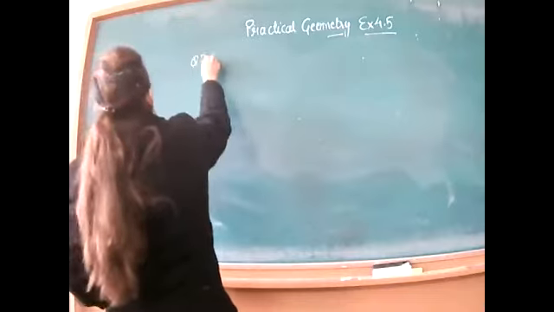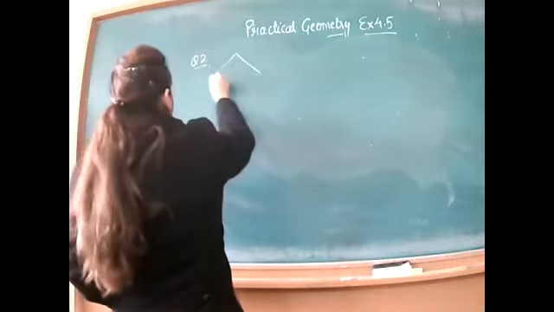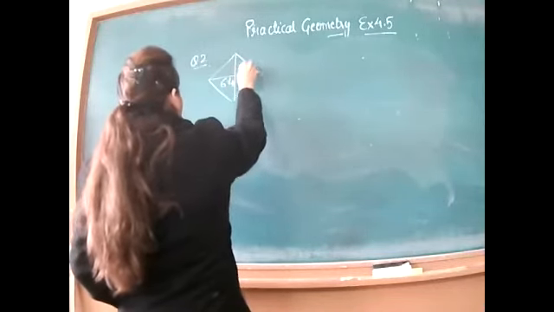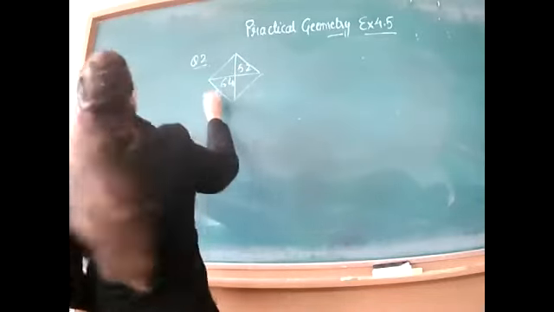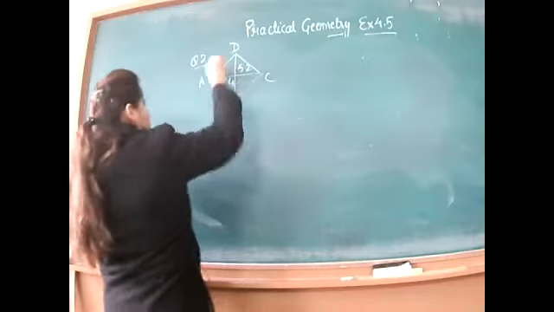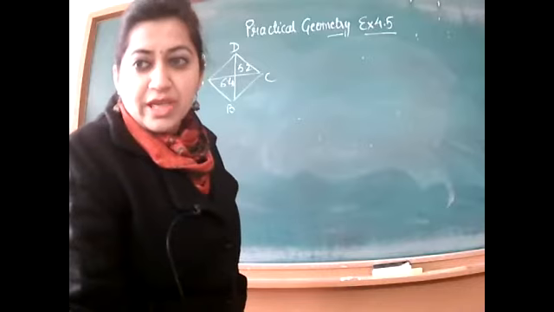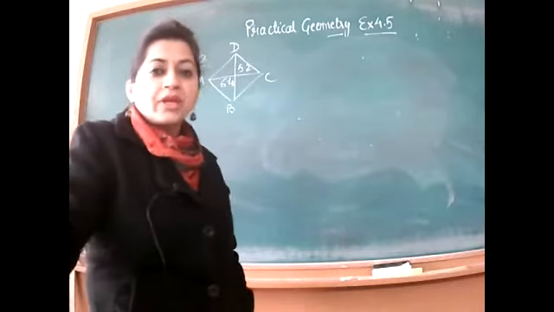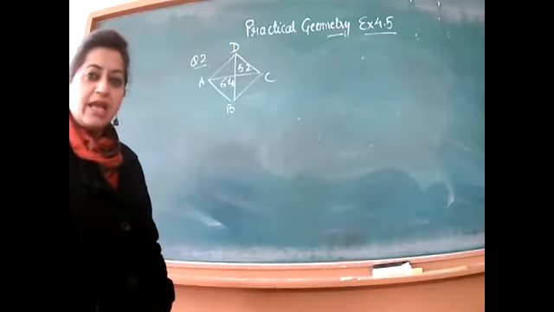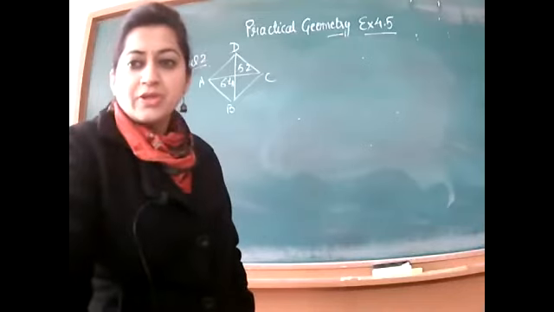Question number 2. Draw a rhombus whose diagonals are given. This is 6.4. This is 5.2. The name of the rhombus is not given, so you can give it the name A, B, C, D, or E, F, G, anything as per your choice.